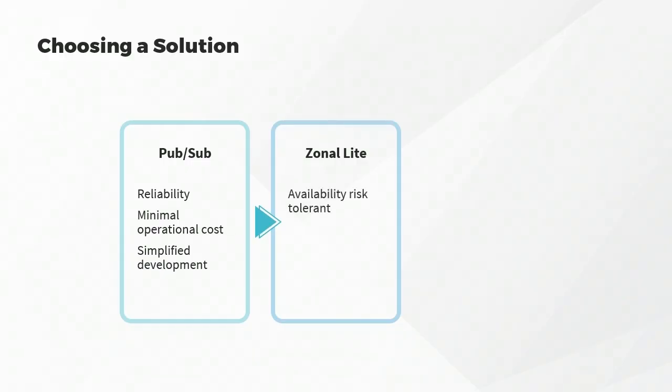How tolerant are you to risk? Are you willing to incur some additional operational overhead in managing the topic capacity? Can you work with availability risks and inherit zonal services like we're seeing? Do you require low cost for this project? Then you should probably use your zonal Lite.